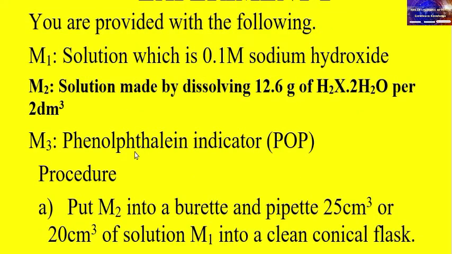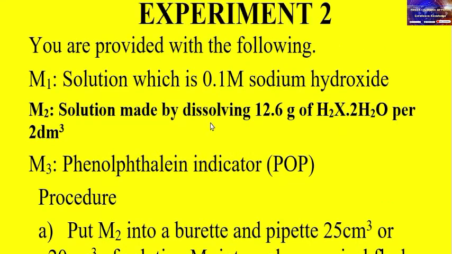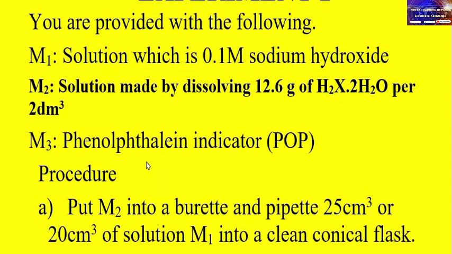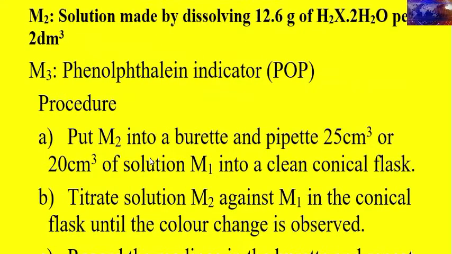Our indicator is phenolphthalein indicator, or POP indicator. We are going to use it in the titration, and that is our data. Make sure you note it carefully, because we are going to use it in the questions, solutions or calculations. After seeing that, we go directly to the procedure.